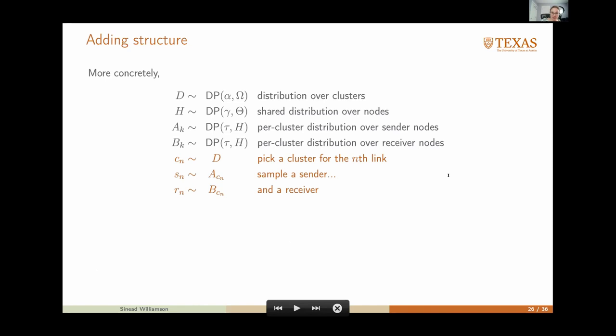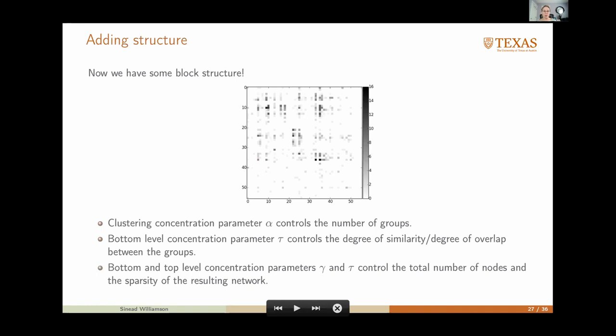So we had three parameters. We had alpha, which is the parameter of the distribution over clusters. That's going to determine how many clusters we expect to see. Right? The higher alpha is, the more clusters we're going to have. We have gamma, which is the parameter of that shared distribution over nodes. The larger that is, the more nodes we expect to see. And then we have these parameters tau, this is the specific cluster distributions. Those will partially control the number of nodes, but they're also going to control how much similarity there is between the groups.